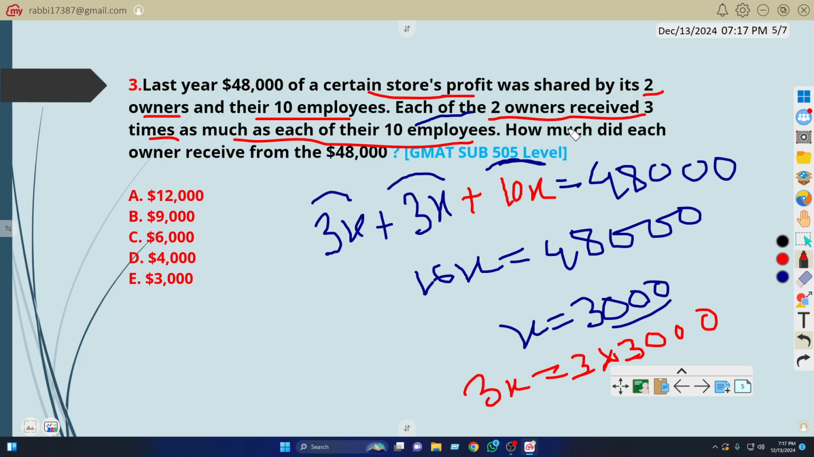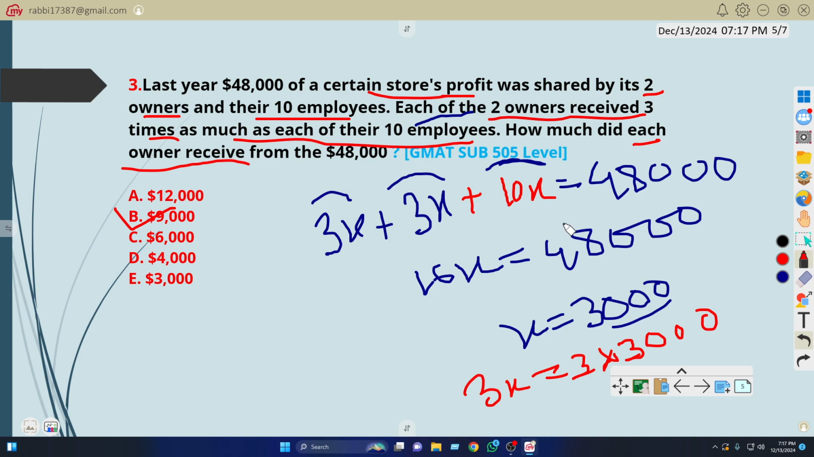So here, how much did each owner receive? Each owner received 9,000, which is the correct answer, because each of the owners received 9,000, and the others are the 10 employees. So this question is easy.